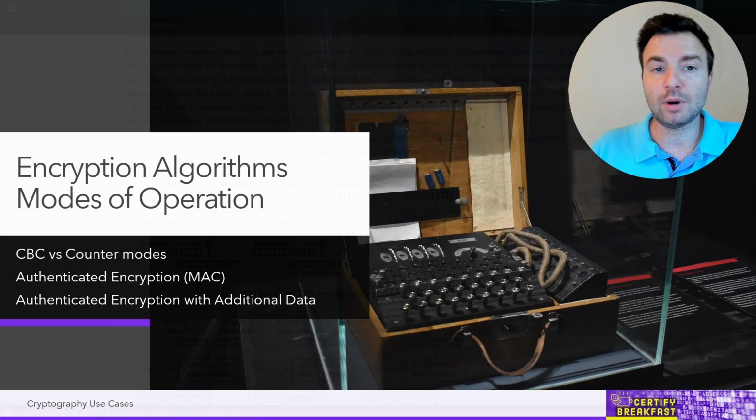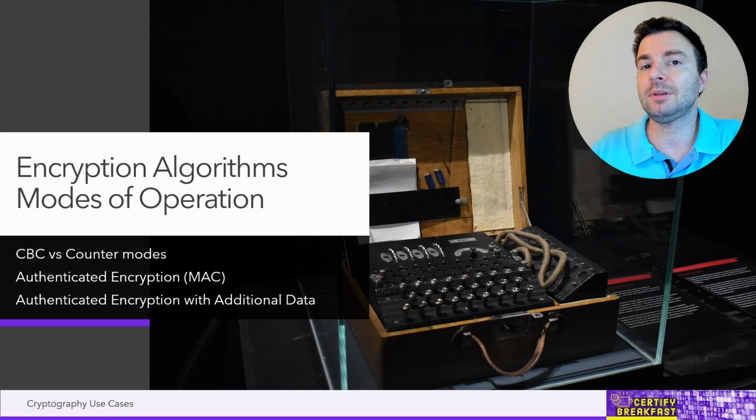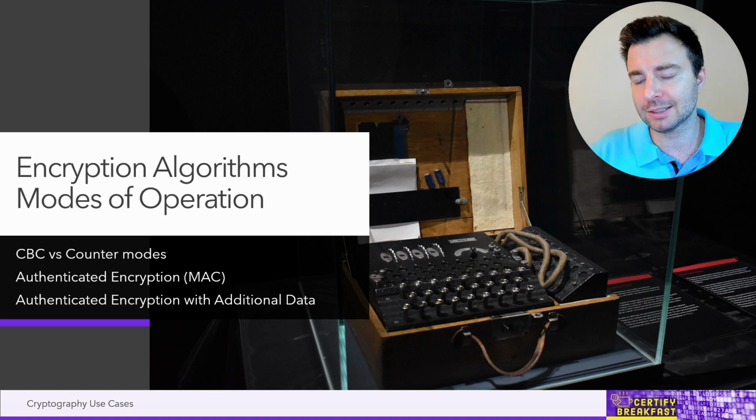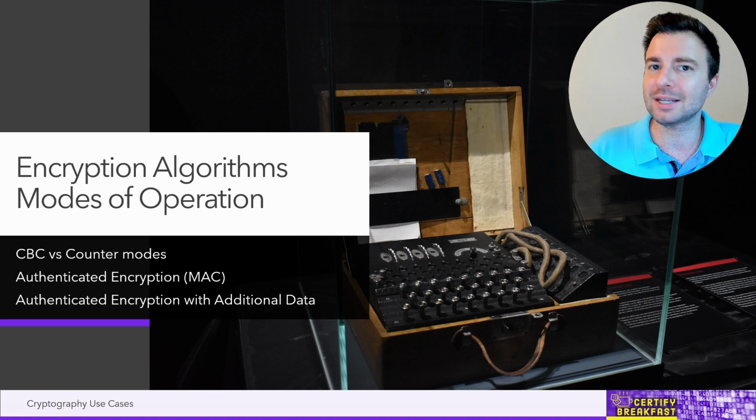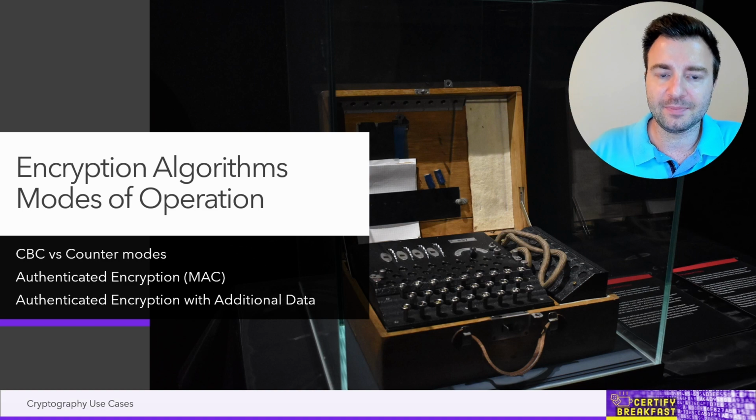detect this. Now, one method of providing authentication in the encryption process is by implementing something called a message authentication code, or a MAC. Don't confuse this with the layer 2 MAC in network packets. It has nothing to do with that. So MAC stands for message authentication code, and it kind of looks like this.